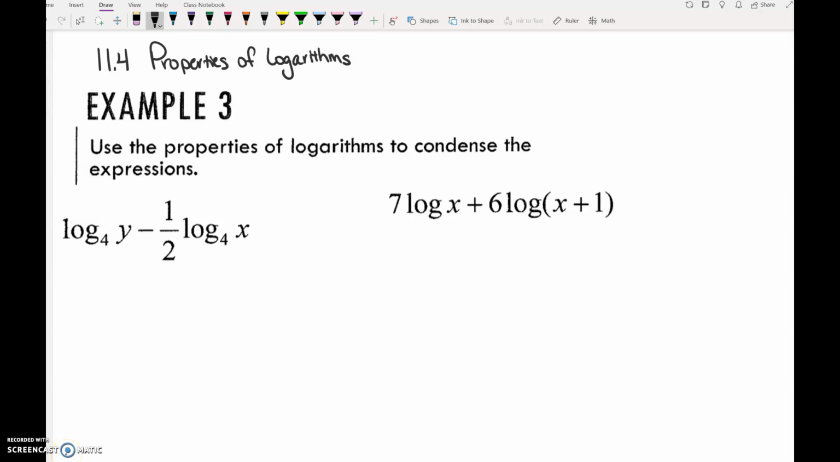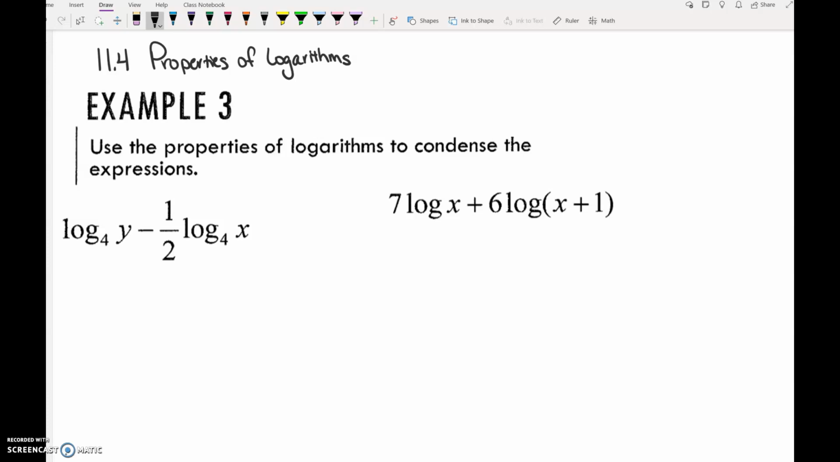This is a continuation of section 11.4, Properties of Logarithms. On the last video, we talked about expanding logarithms. We talked about using those properties to take a bunch of things that were inside a logarithm and breaking it up into several logarithms connected with plus, minus, putting the exponents in the front.